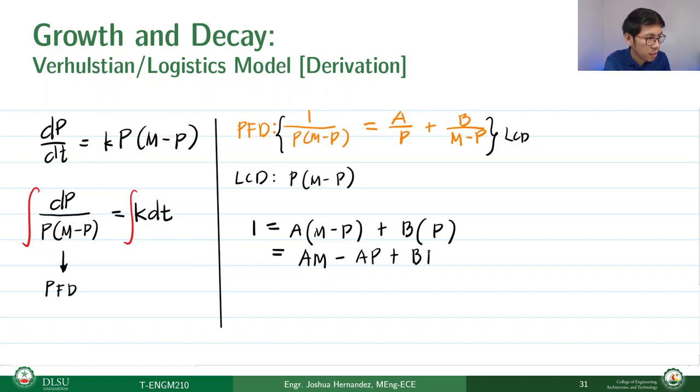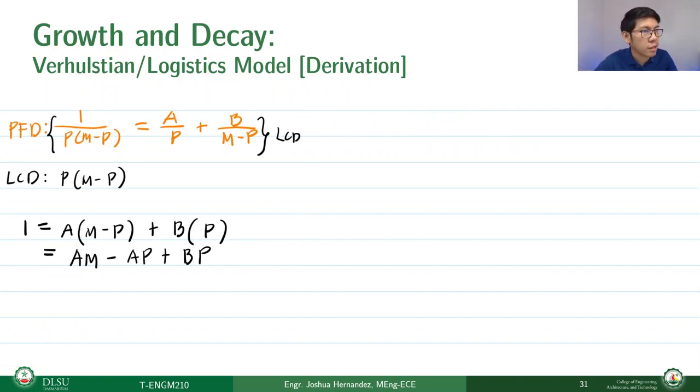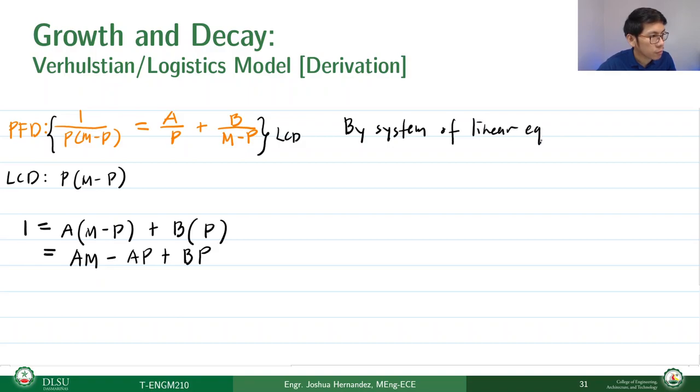Ayan. By systems of linear equations, we're actually gonna get para sa constant, no? Kung ating i-segregate yung constant, meron tayong 1. Tapos, lahat ng may constant here, recall na yung p natin is yung ating variable. So, m is treated as a constant here. Okay? Kasi dp over dt eh. So, yung p yung ating dependent variable.